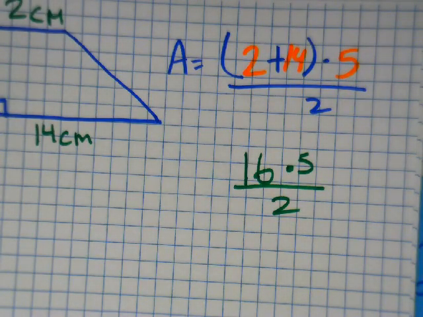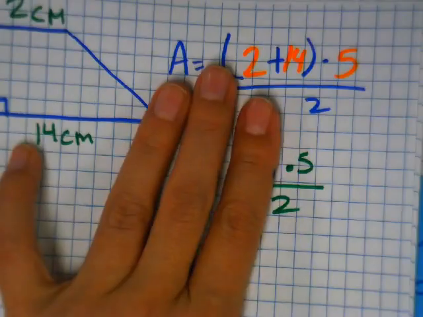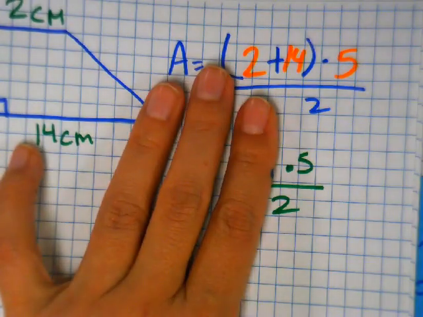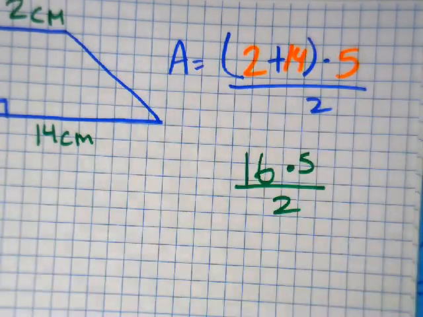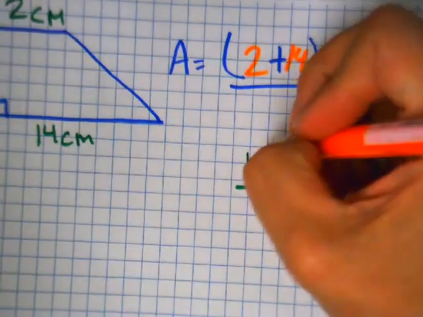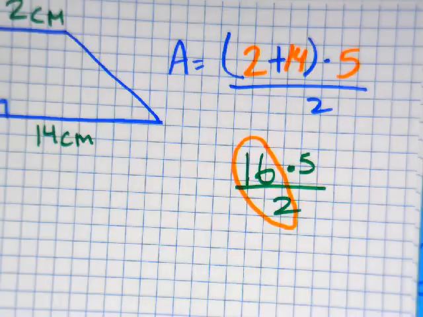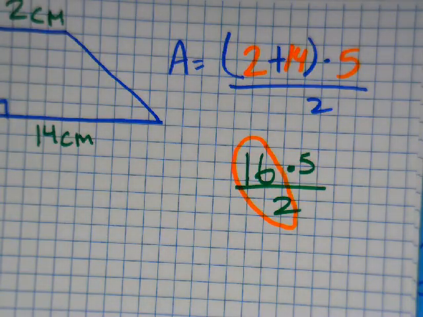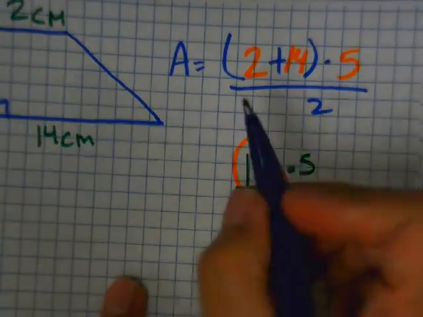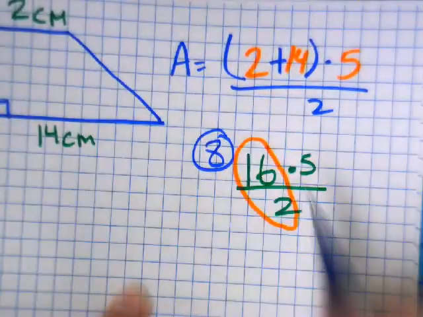The 16. Yeah, can you actually do the 5? No, you'll get a decimal. Who wants that? So I'm going to circle this. I'm going to do this math first. Yes, you are able to do that math first. What's 16 divided by 2? 8. So instead of this, I'm going to have an 8.